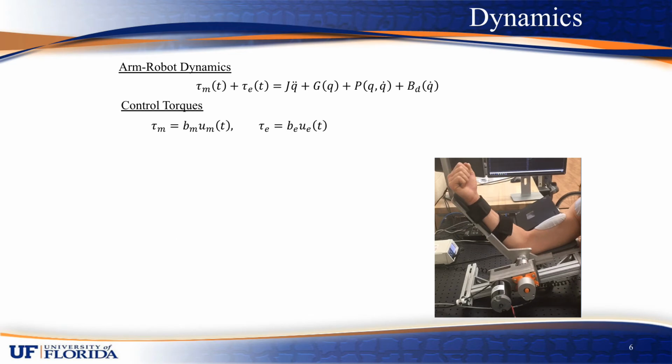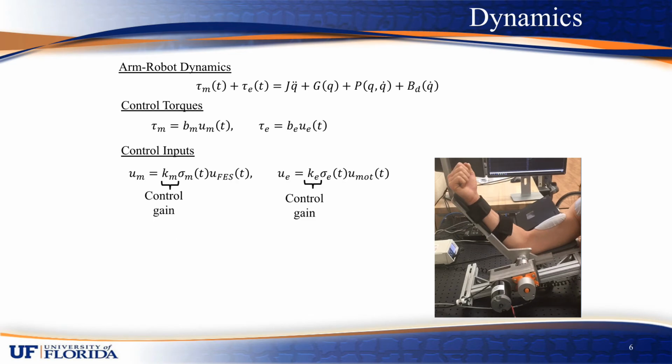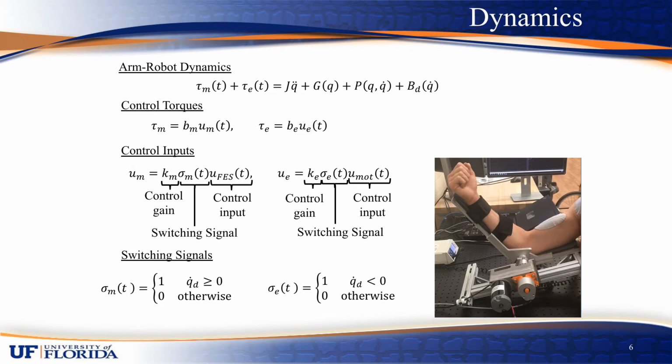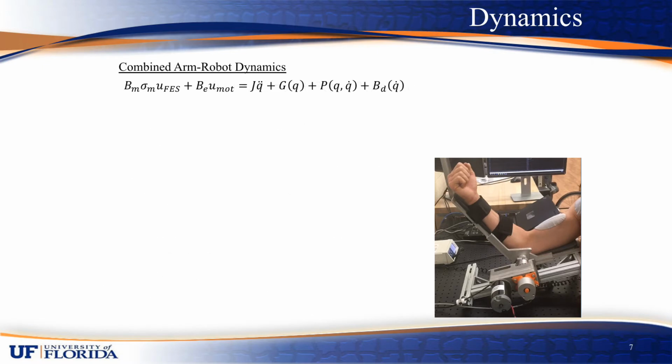We can now expand the control inputs further. The control inputs are comprised of a control gain, a switching signal, and a control input. The switching signals are defined as shown, such that stimulation occurs during elbow flexion and the motor is applied during elbow extension. Using the previous definitions, the combined arm robot dynamics that are shown are obtained, where the following terms are defined.